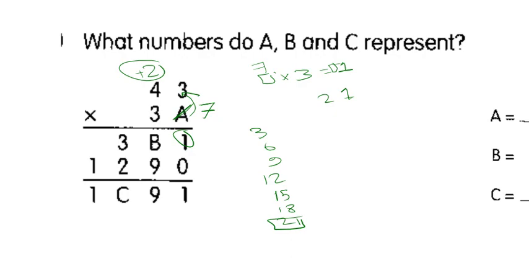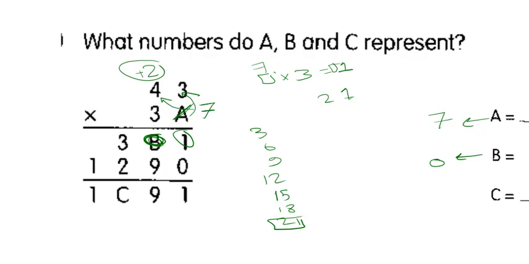Then, if 7 times 3 gives me 21, 1 carry up 2, let's multiply 7 times 4. 7 times 4 gives me 28. Don't forget to add 2. 28 plus 2 on your fingers: 29, 30. I can't write 30 directly. I will put 0 instead of B and carry up 3 here. There is no carry up because this is the last digit. It will be 30. So you can know that A equals 7 and B equals 0.